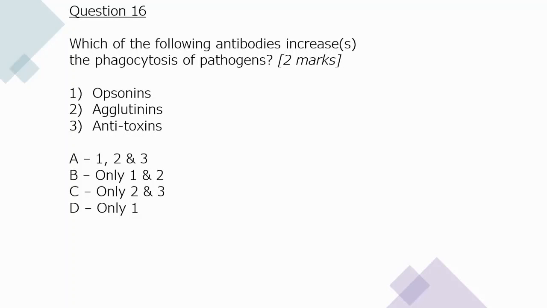Question 16, which of the following antibodies increases the phagocytosis of pathogens? So we have opsonins, agglutinins, and anti-toxins. So we know that antibodies act as opsonins and agglutinins to increase phagocytosis and cause cells to be engulfed. However, when they act as antitoxins, it's because they counteract the toxins that are produced by pathogens. So therefore our answer is B.